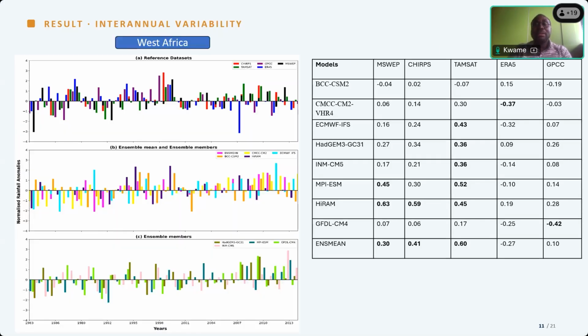A similar picture was seen for the entire West Africa when we average both the Sahel and the Guinea Coast. And a similar picture is also seen as most models tend to agree more with the TAMSAT variability, giving statistically significant results. However, the correlations move between low to medium, with the highest correlation being for the ensemble mean and the lowest statistical significance being for the Russian model.